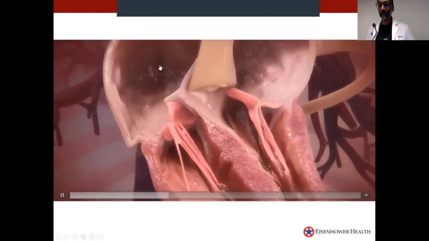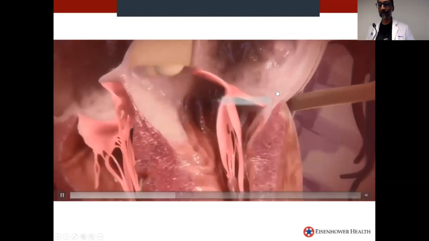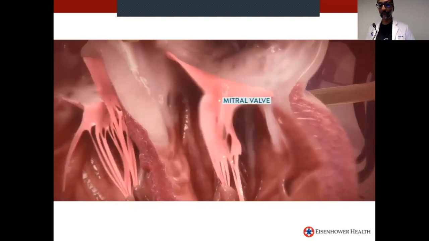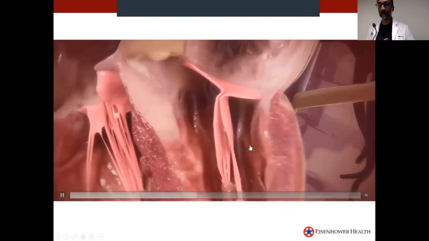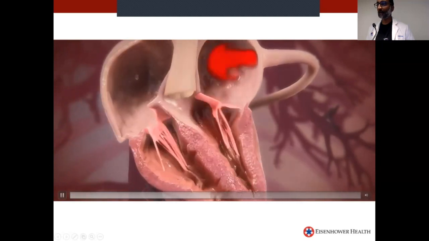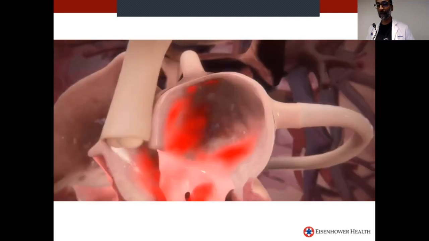Now, in a handful of people, this mitral valve can become dysfunctional. If the valve becomes dysfunctional, it can lead to 2 things. One, it does not open fully, causing blood not to go into the ventricle. That is called mitral valve stenosis. The focus of this talk will be more on the other pathology.